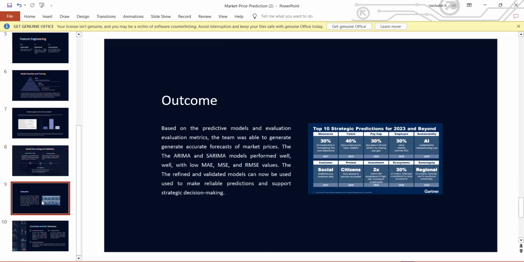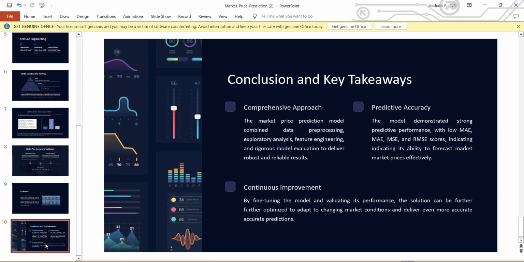And the outcome: the ultimate goal of this project is to deploy a production-ready machine learning model that generates accurate forecasts for commodity prices and quantities. The insights derived from the model can help stakeholders optimize inventory management, pricing strategies, and resource allocation, thereby improving efficiency and profitability. And the last one is the conclusion and key takeaways, that is the future work.